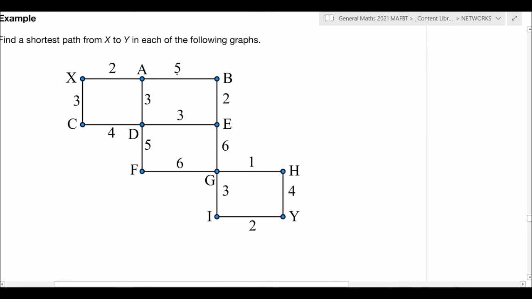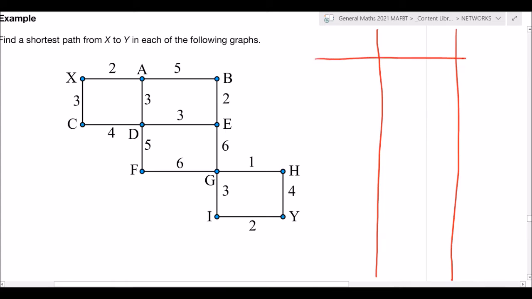So what you want to do is when you get a question like this, and you want to try and find the shortest path from one vertex to another using Dijkstra's algorithm, I like to draw a table. The table just helps you to organize what's happening. So draw a table with 3 columns. This is what I like to do. Here are your vertices.